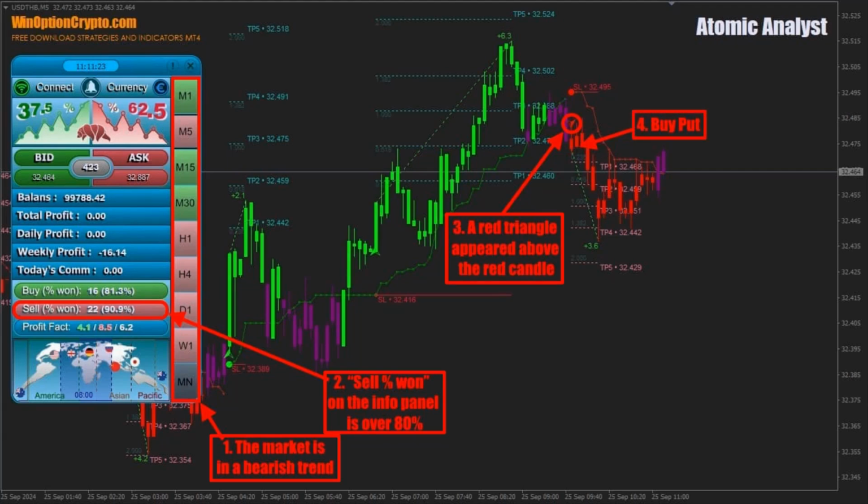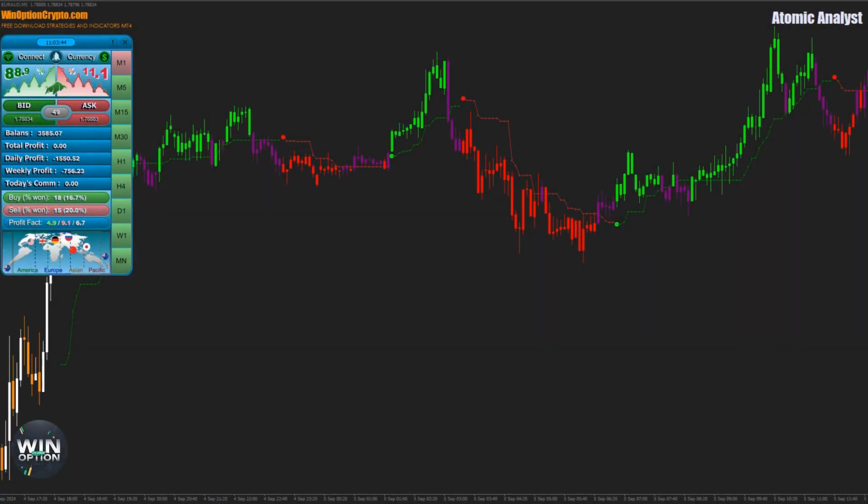We recommend choosing the expiration time of 3 candles. Select the holding period of positions based on the results of testing on historical data. Now a few words about the advantages and disadvantages of this indicator.